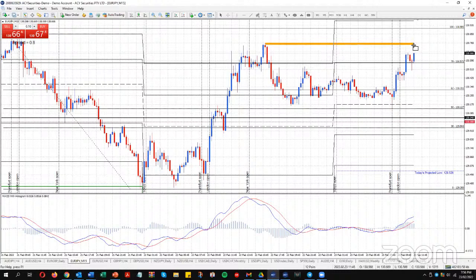Just putting it in there. Or we only just go through it by a pip or two and we hold and we move back below the 79. So if we do fail up at yesterday's high and then move back below the 79, to me, that's negative.